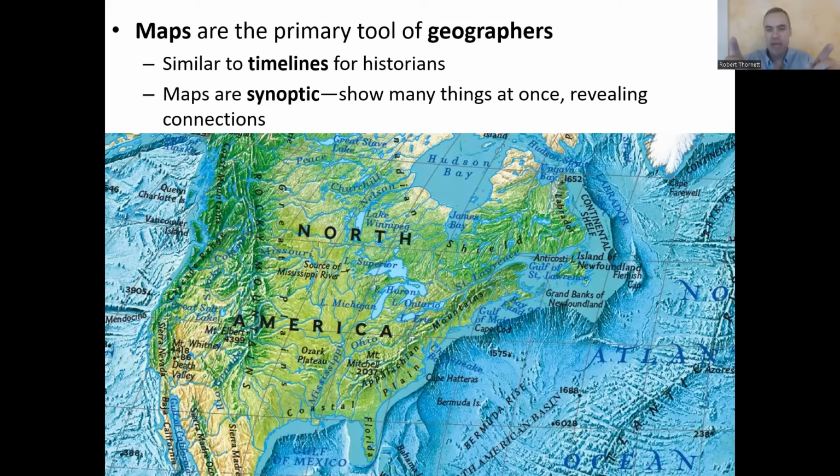One of the key aspects of maps that makes them special is that they're synoptic, syn meaning together, and optic as in visual, meaning they show many things at the same time. And when you put many things at the same time onto the screen or onto the page or onto the map, then you can make connections among them.